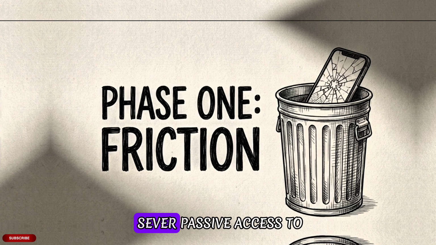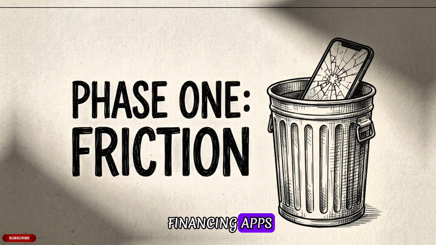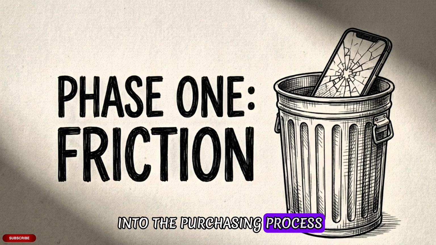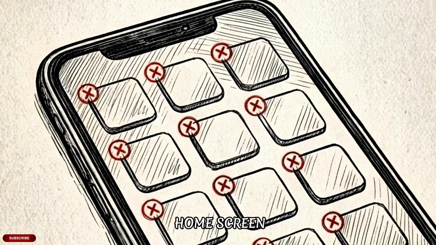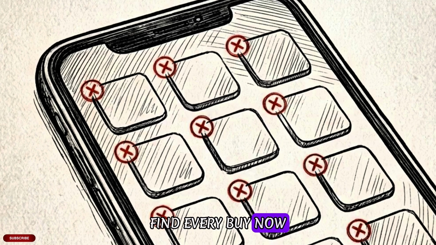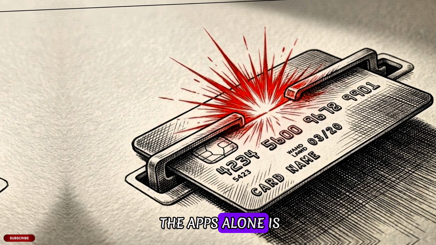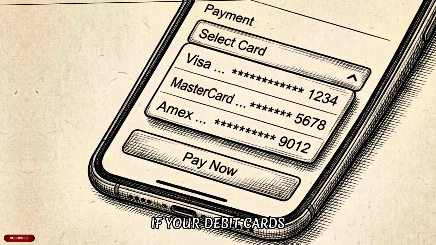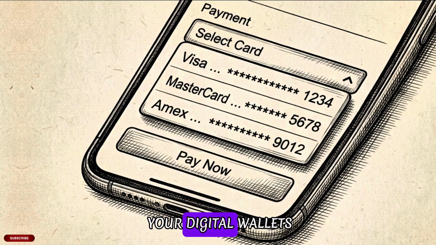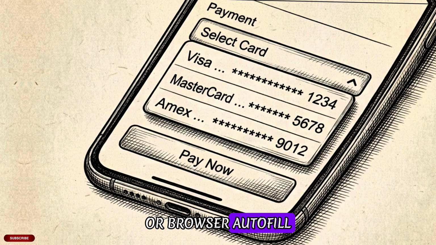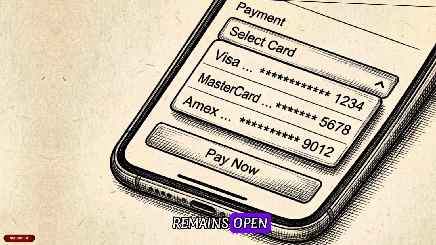The goal is to sever passive access to financing apps and put friction back into the purchasing process. Go to your smartphone's home screen. Find every Buy Now, Pay Later app you have installed and delete them. Deleting the apps alone is not enough. If your debit cards are still auto-saved in your digital wallets or browser autofill, the shortcut to debt remains open.